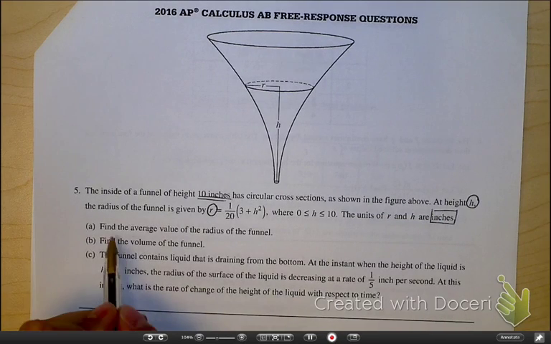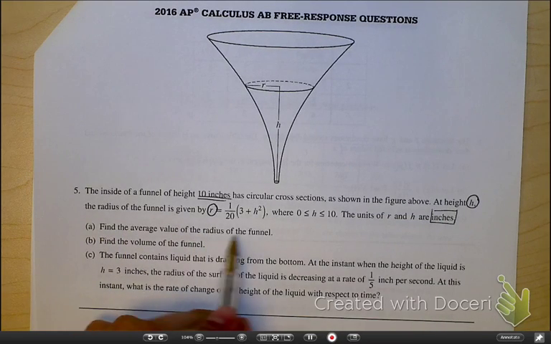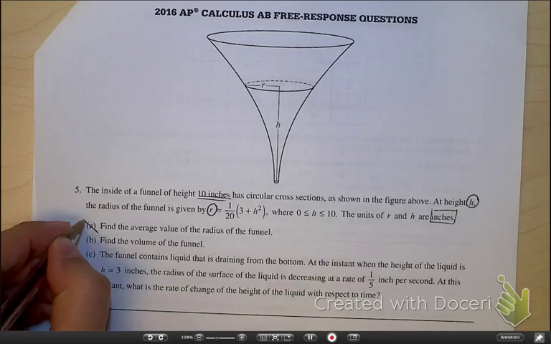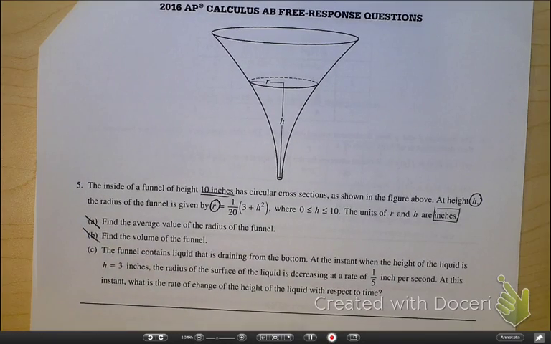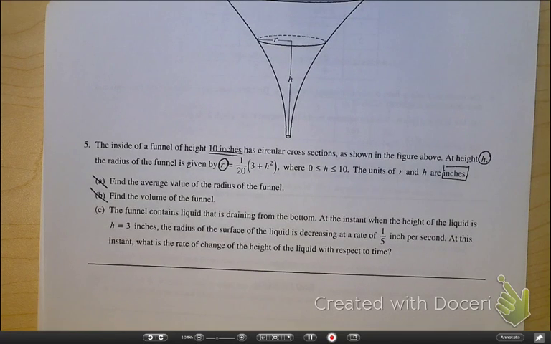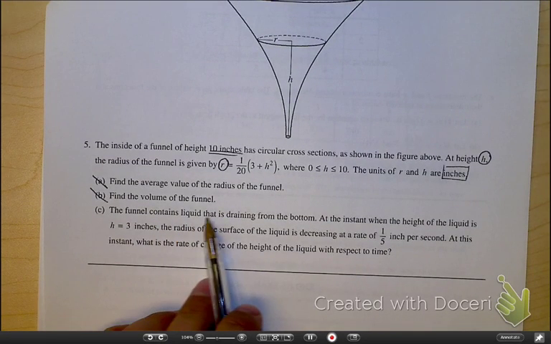Perfect. A, find the average value of the radius of the funnel. We don't know how to do that part yet. Skip it. Part B, find the volume of the funnel. We don't know how to do that yet. Skip it. Part C, the funnel contains liquid that is draining from the bottom.